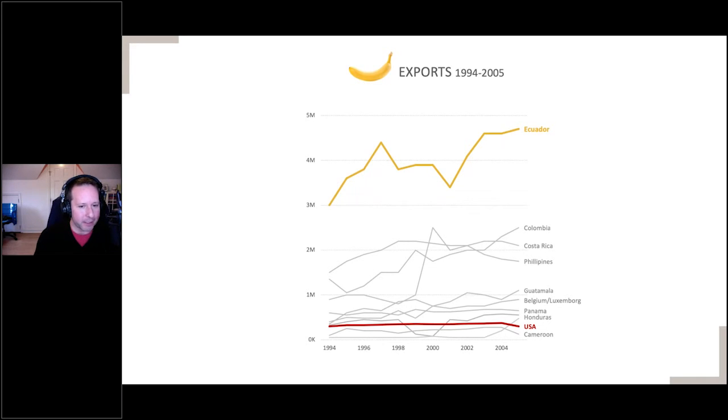But ultimately, by turning this into a line chart, it becomes just infinitely easier to understand what the story is here, what the trend is, and over time.